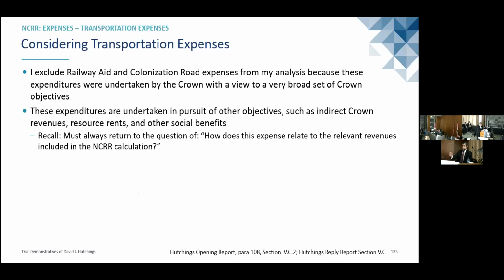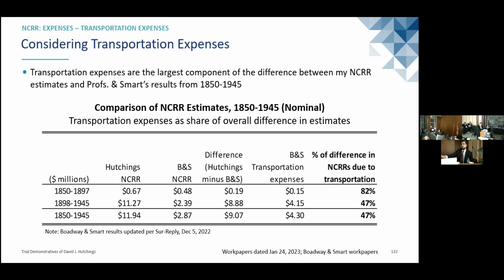And so the two of them totaled up to $4.3 million. Yes, if you look at the whole 96-year period, we have a difference of 9.07 million, 4.3 million of that is transportation. So it's 47% of this whole period as well.